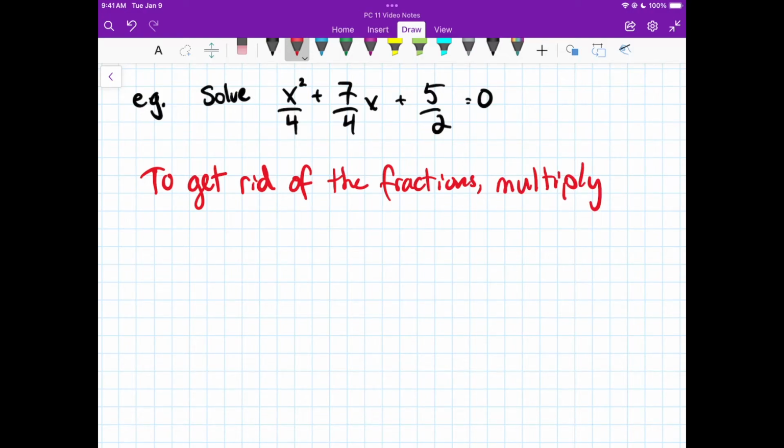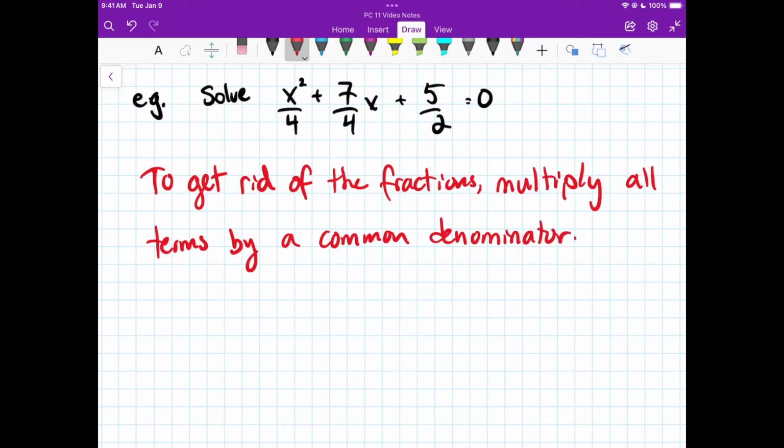But specifically, we have to multiply all of the terms, not just one of the terms. So even if there was only one fraction here, we do still have to change all of our terms. And we're going to multiply by a common denominator. It doesn't technically have to be the lowest common denominator, but it's always going to be easier if it is.